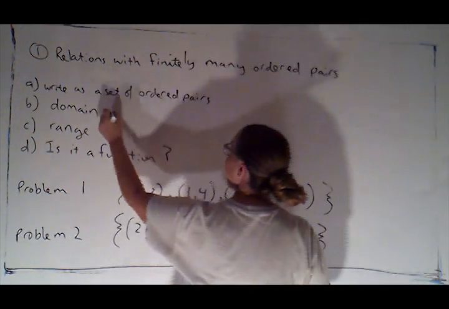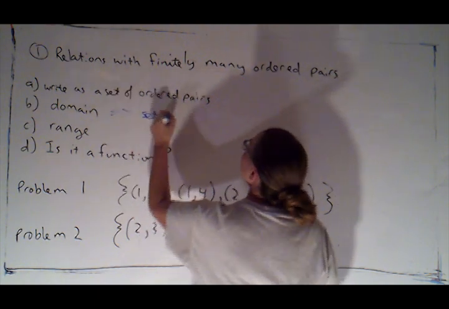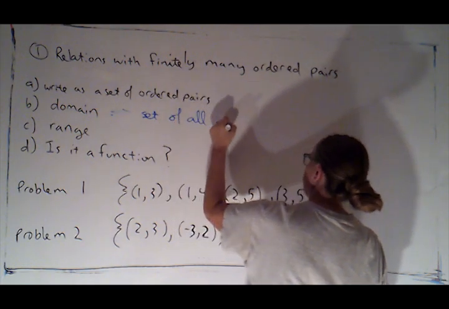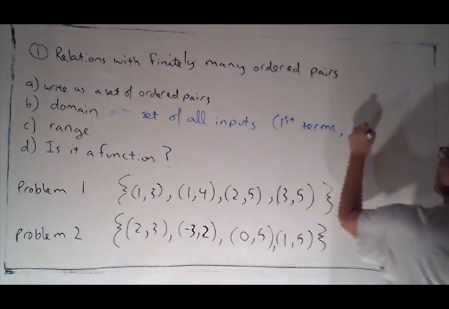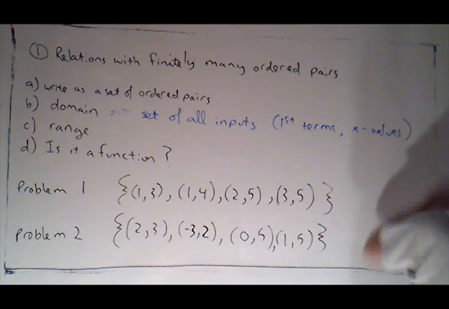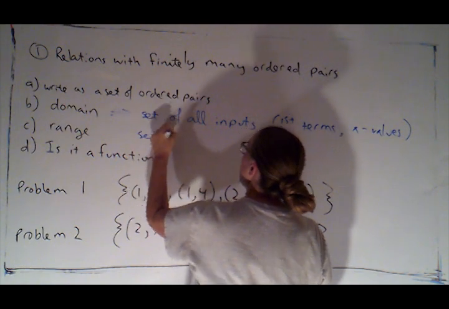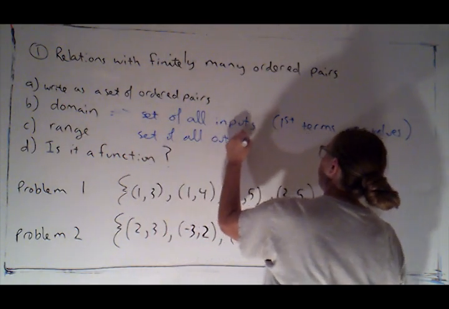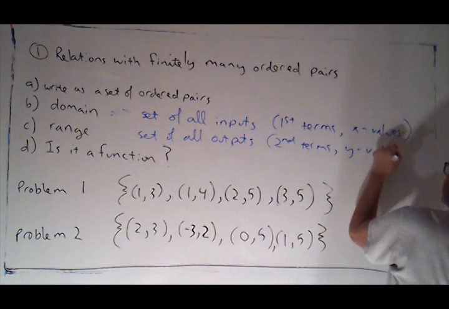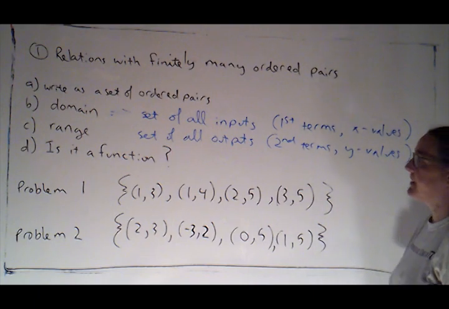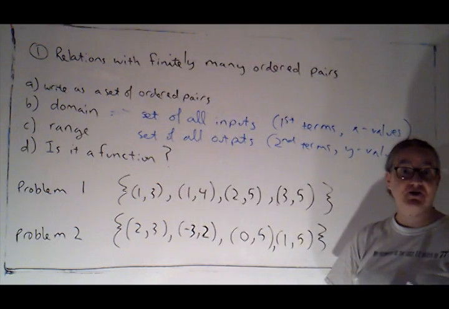So I need to define that. The domain is the set, it's just the set of all inputs. Remember, the inputs are the first terms or the x values of all of my points. And then we're asked to find the range, and that's the set of all outputs. And that's going to be the second terms, or the y values of things. Okay. And then we're going to be asked, is it a function? So that's just a yes or no question. Is the relation in question a function?